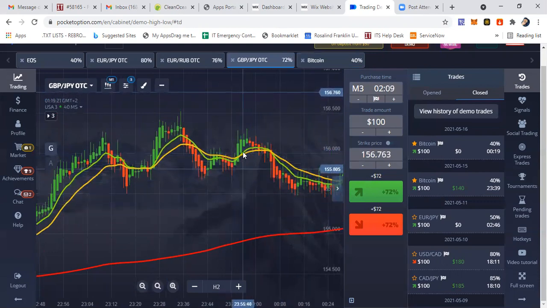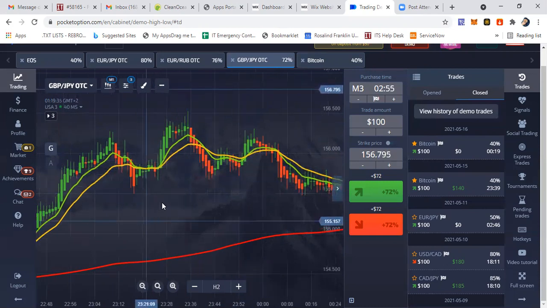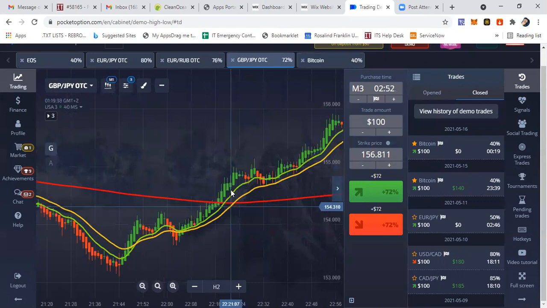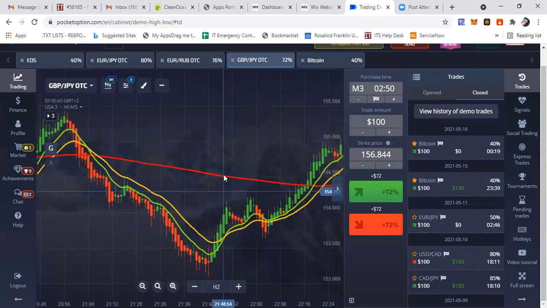Let's find another one. Here's a crossover here. The 10 period moving average crosses above the 20 period moving average. Flat bottom. Enter. 1, 2, 3. Trade is cleared, right? I can do this all day. Very, very simple strategy.